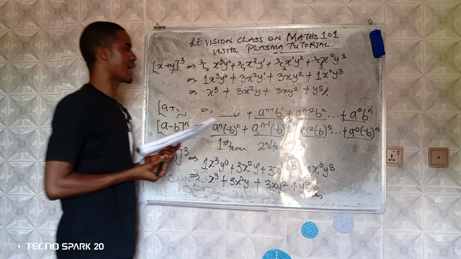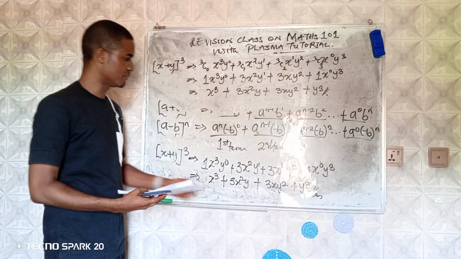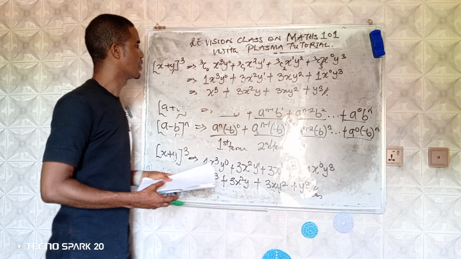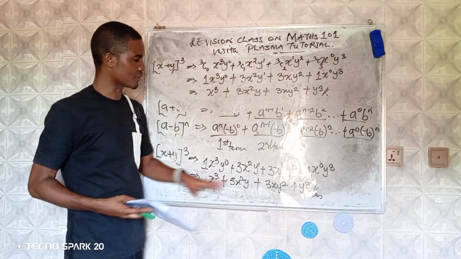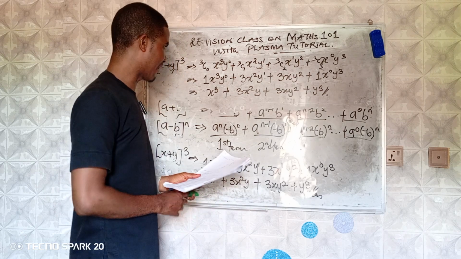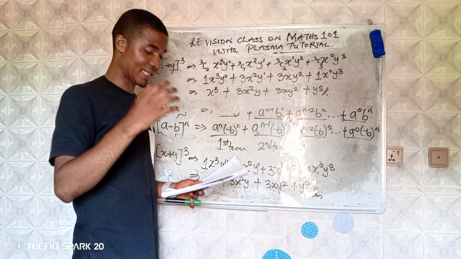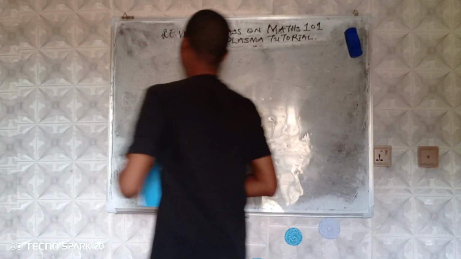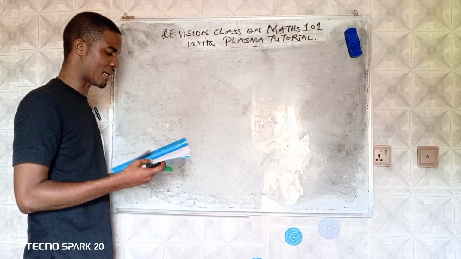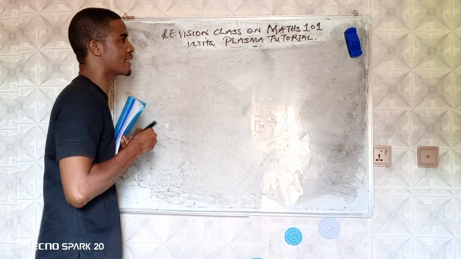You see that in the absence of Pascal's triangle, we can also get the coefficients of the terms using the combination method. And these are the two methods I've shown on the board. So I've explained the theorem, I've explained Pascal's triangle. So let's see some examples. First of all, we'll take a worked example from the Plasma Tutorial mock examination.